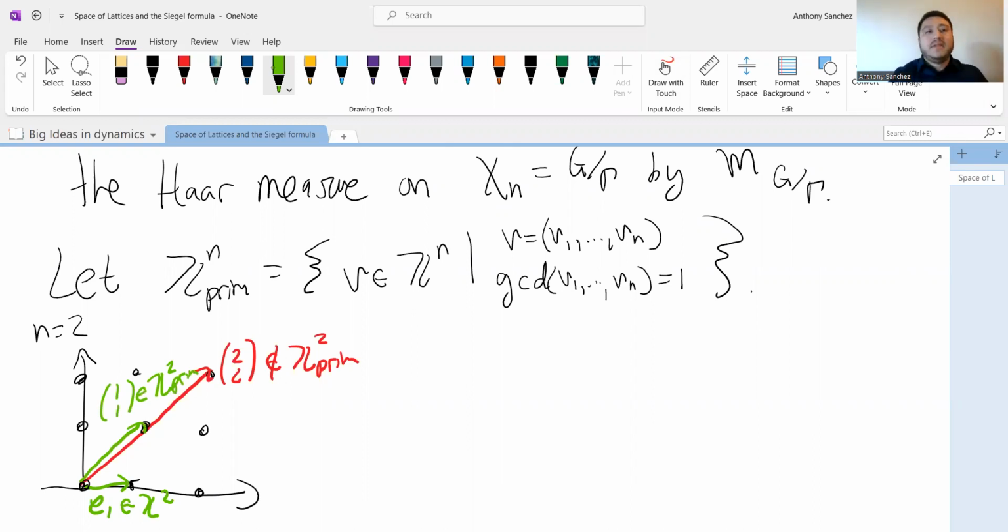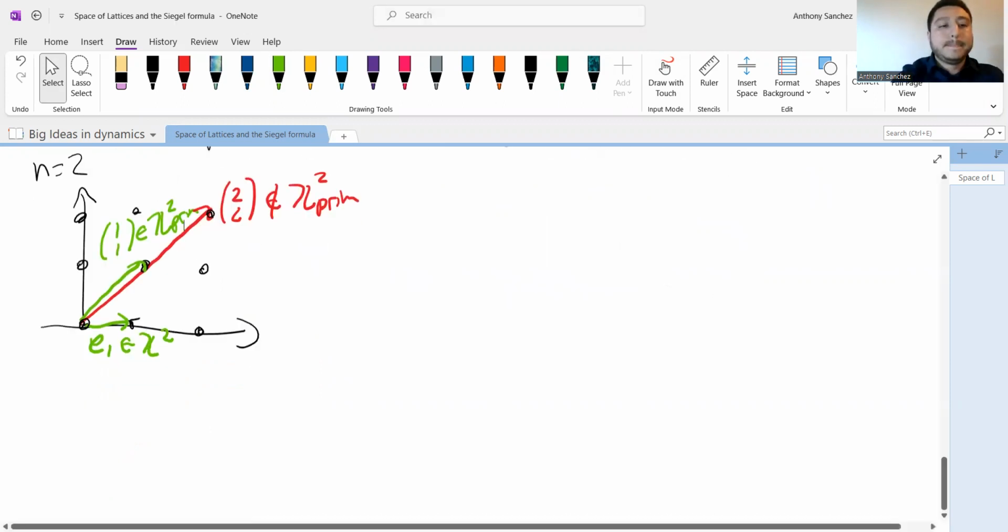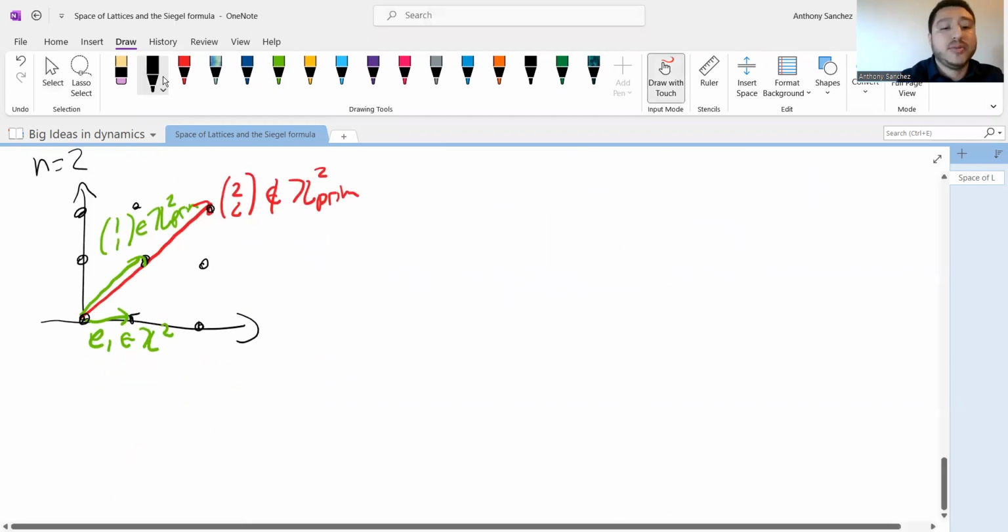So while this setup is the easiest way of writing down what the primitive lattice points are, geometrically, you should just think about these points as a set of visible lattice points from the origin. And with that, I can introduce to us the Siegel transform.